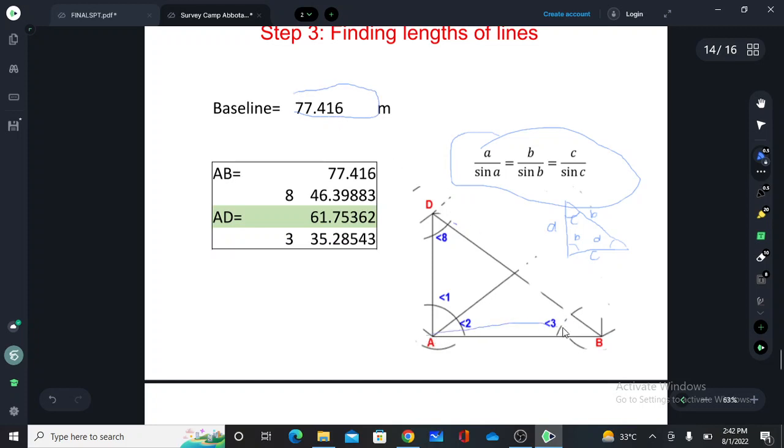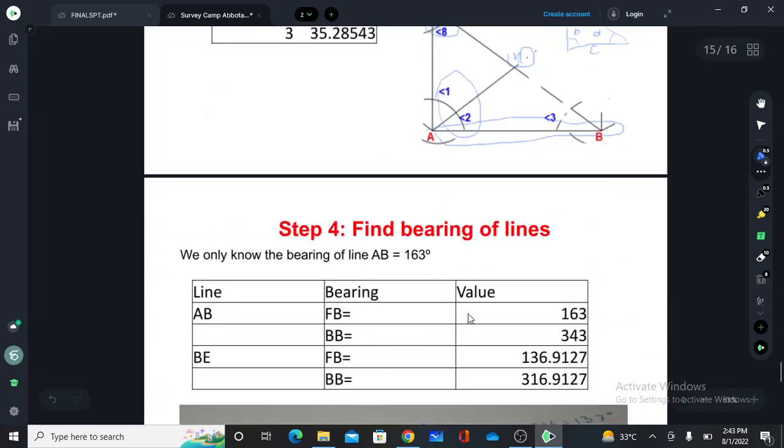So in this figure we know this length AB, that is 77, and we know this angle. So this length AB divided by the sine of this angle should be equal to this length, let's call it x, divided by the sine of this angle 1 plus 2. Similarly, you can find the length of each line by using the law of sines.